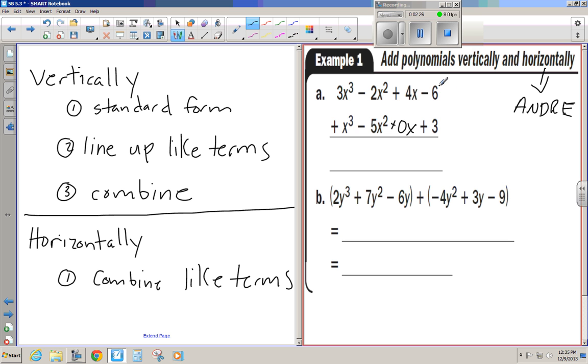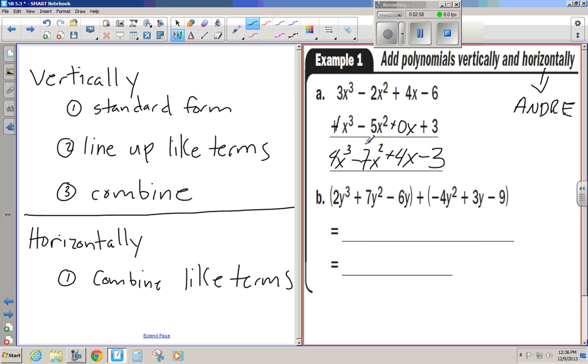So everything gets added. Negative 6 plus 3 is minus 3. 4x and a 0x is 4x. Negative 2x squared plus a negative 5x squared, so together gives you negative 7x squared. And then here, 3x cubed with a 1x cubed should be a 4x cubed. That's vertically.